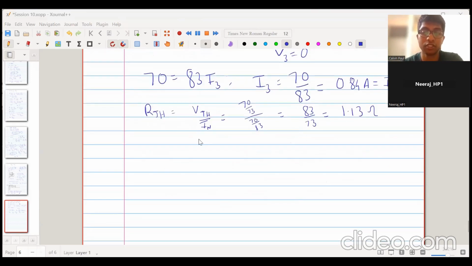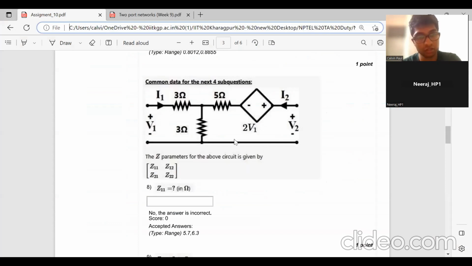Now we'll proceed to the next question. We have this, this is the circuit. Also, the meeting will end in about 7 minutes. After 10, we again join, and I'll start the session again for a short time.